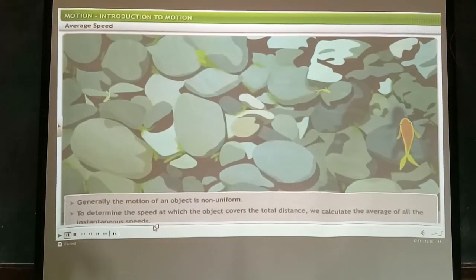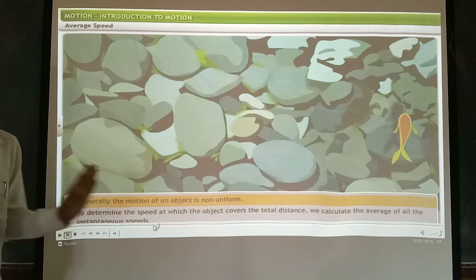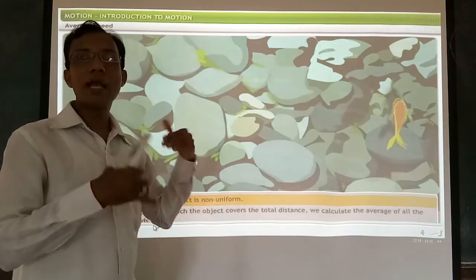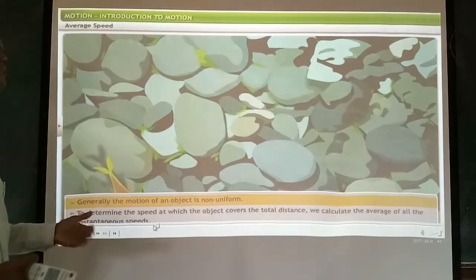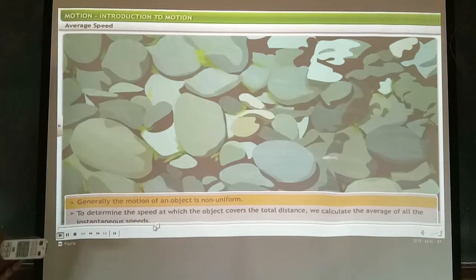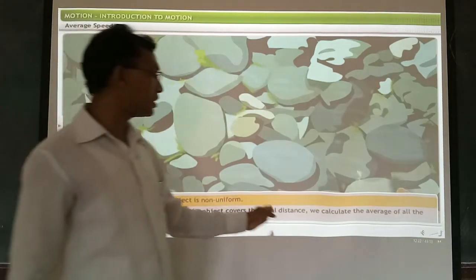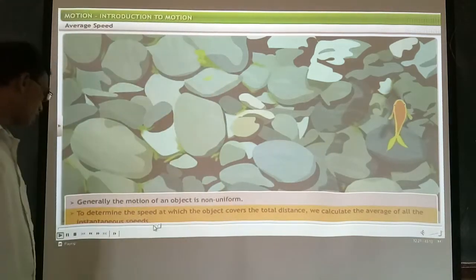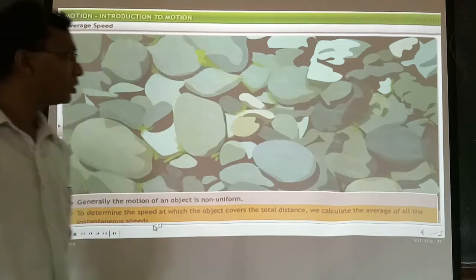Generally we have to calculate the average speed. Generally the motion of an object is non-uniform, not constant speed. When an object applies the brakes, sometimes the speed increases, sometimes the speed decreases. So we require the average speed. To determine the speed at which the object covers the total distance, we calculate the average speed from all the instantaneous speeds.